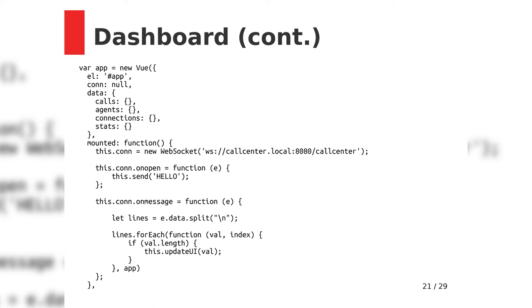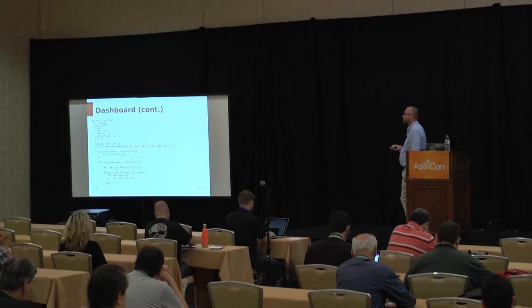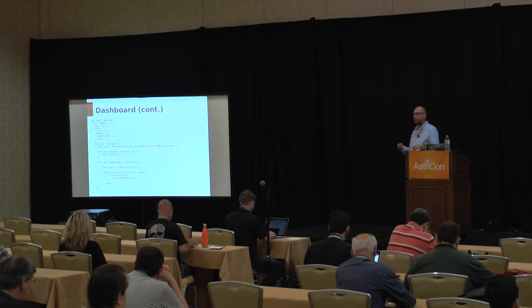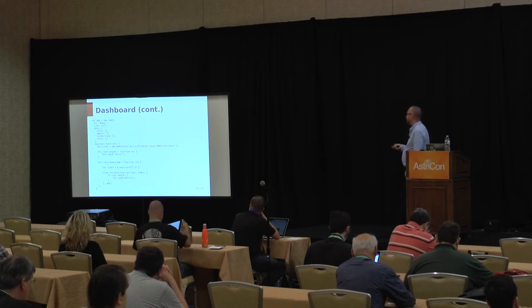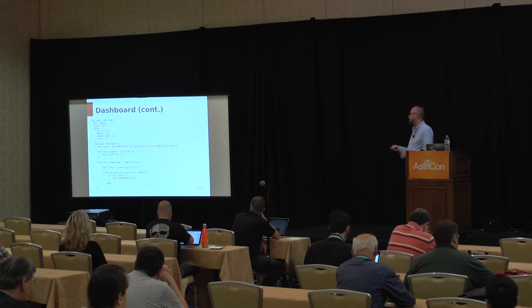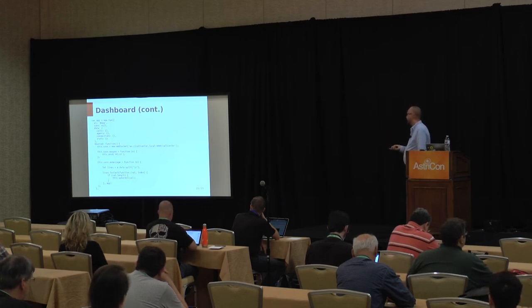So when this thing is mounted to the web page, we connect to our backend PHP server process. And the first thing we do is send hello. And then we know that when we get a hello in the backend, we're supposed to respond with the state of the call center. And that message comes back here as many lines of JSON. And we just split them up, and we update the UI for each of these JSON objects.